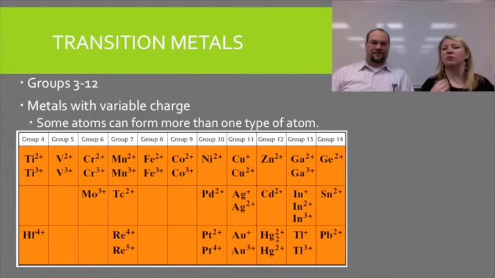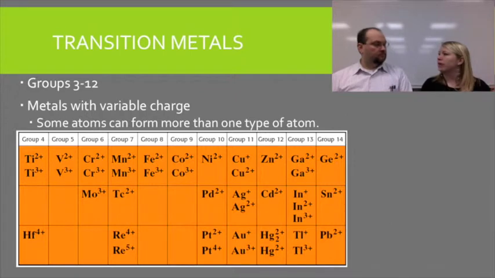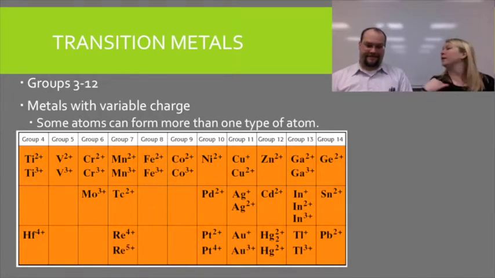The transition metals, we all know, are groups 3 through 12. What's kind of crazy about groups 3 through 12 is, unlike the other groups, where group 1 has 1 valence electron and group 2 has 2 valence electrons, these guys right here in the middle can mix up. So they can have more than one type of ion.